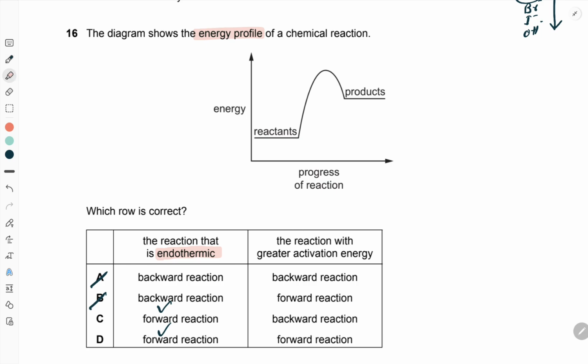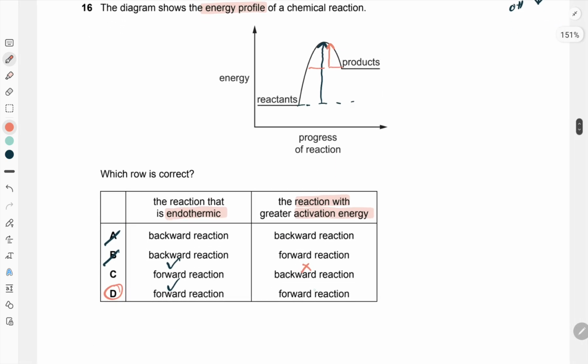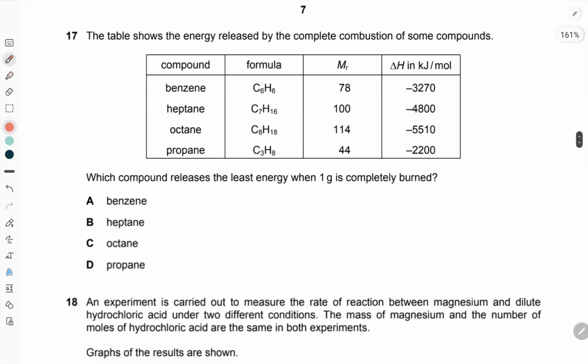Second option, it says a reaction with the greater activation energy. It is always the endothermic reaction which has the greater amount of activation energy. So the forward reaction is endothermic. This is the activation energy for the forward reaction, and this is the activation energy for the reverse. So the forward reaction has more activation energy. Therefore D is the correct answer, right?